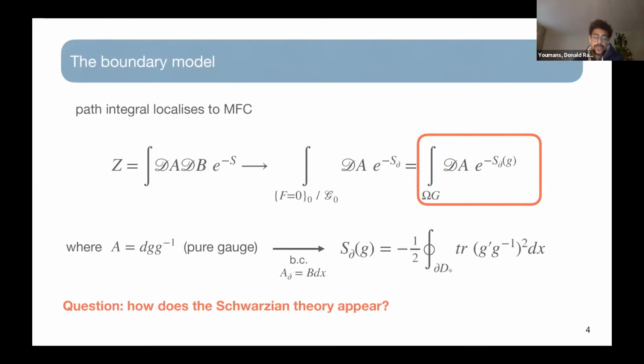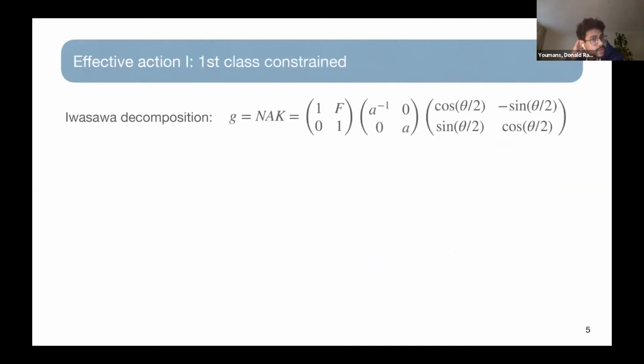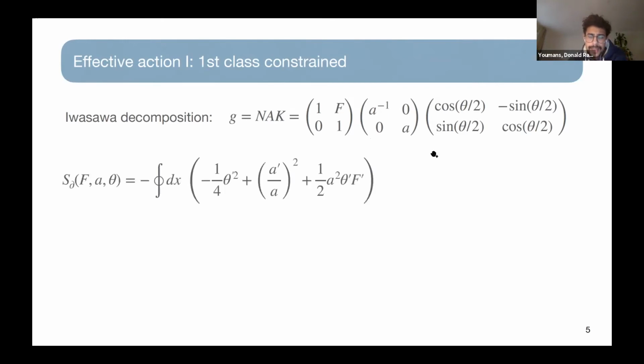Still, the question is, how does the Schwarzian theory even appear? Here we a priori just have a particle on a group and its partition function. So the first thing to do, to get some intuition and motivation, is to look at a nice decomposition of PSL2R, namely the Iwasawa decomposition. Here any element can be written as a product of three matrices: an upper triangular matrix, a diagonal one, and a rotation. Then in terms of these fields F, A, and theta, or these coordinates, the action takes a particular form.